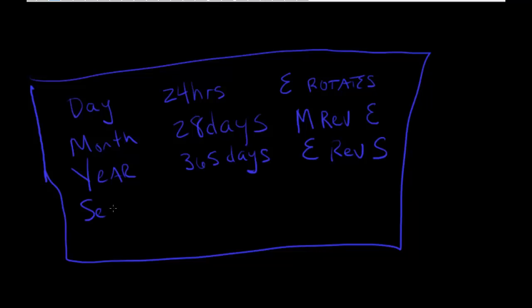We have seasons, and depending on if you're doing summer and winter, we can say either 2 or 4: just summer or winter, or summer, fall, winter, spring. And we have that because the earth is tilted on an axis.